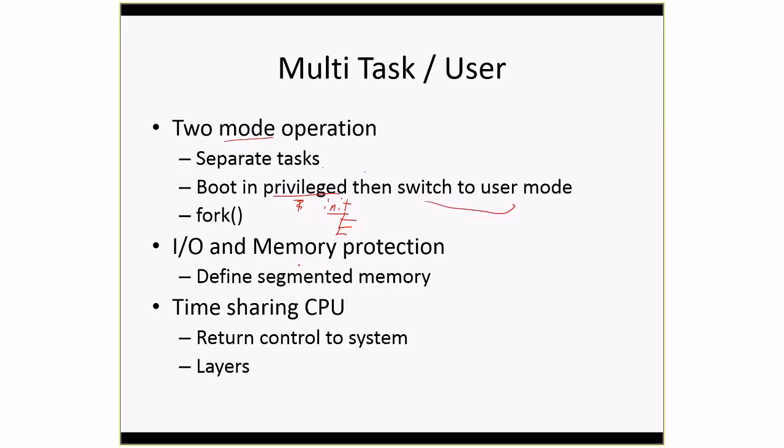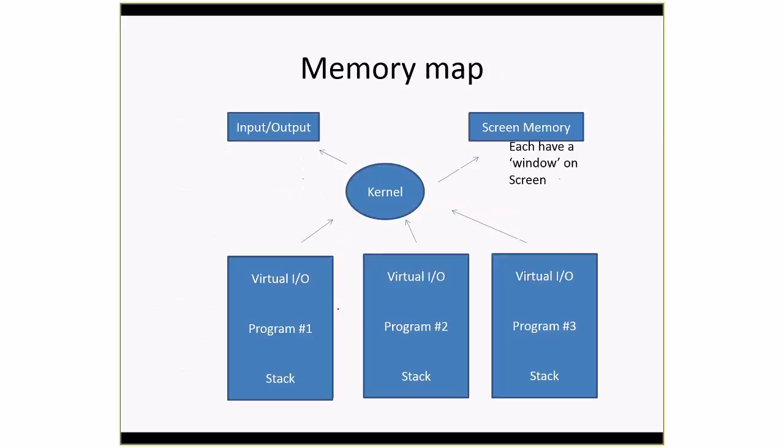So we have to share memory, both I/O and memory for the program. We have to segment that into different users. We have to time share our CPU and sometimes return that control to the system so that it can do privileged things. So we have many layers that we have to take care of.